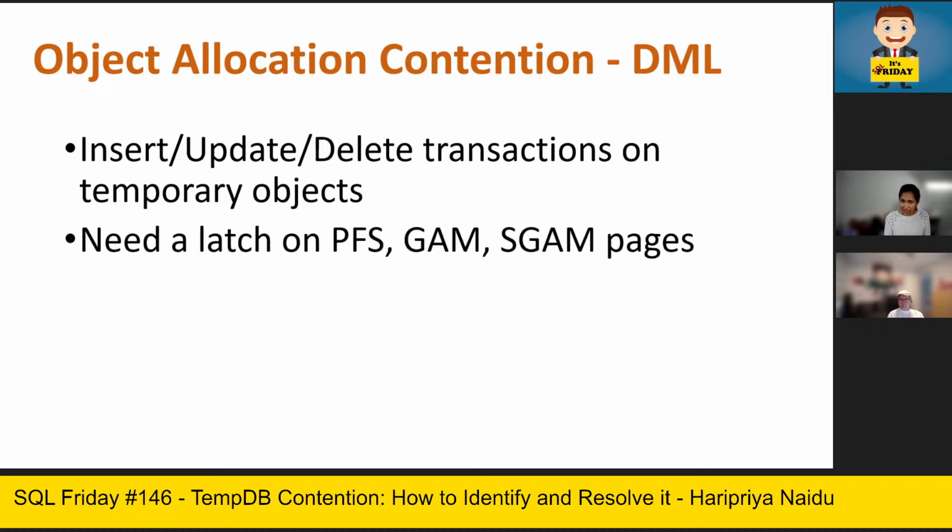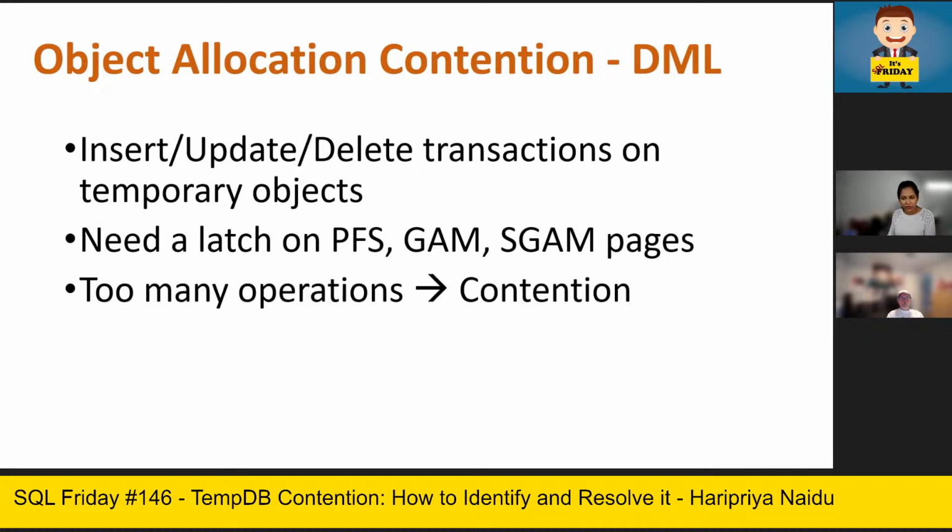So if you look at this, we have insert, update, and delete transactions on temporary objects. They all need a latch on PFS, GAM, and SGAM pages. And when you have too many of those, that causes contention. Because under normal circumstances, you have just a few of those and they can easily get a latch. But when you have too many, it is hard to obtain that latch on these three special pages, and that leads to contention. This is called object allocation contention, because to allocate an object, it waits for a latch and that causes contention.